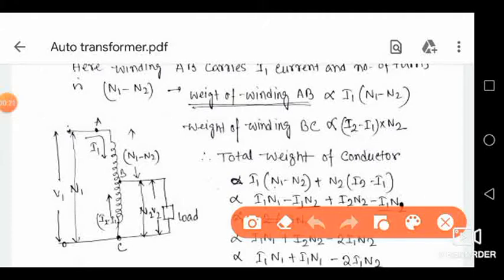I1 current flows through A to C. The number of turns from A to B is N1 minus N2. The number of turns in BC is N2. Here the primary voltage applied is V1 and the secondary voltage is V2, so that the I2 current flows through the load, and the I1 minus I2 current counteracts with the I1 current.